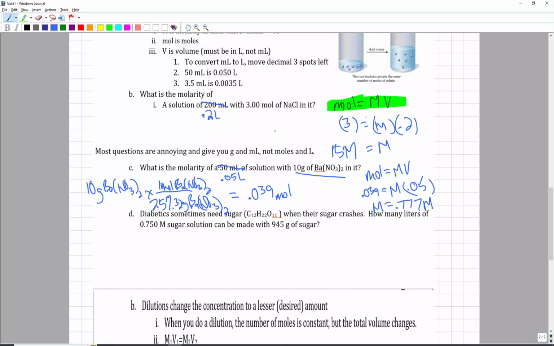Okay. Diabetics sometimes need sugar when their sugar crashes. Most of the time they don't. They usually have too much.